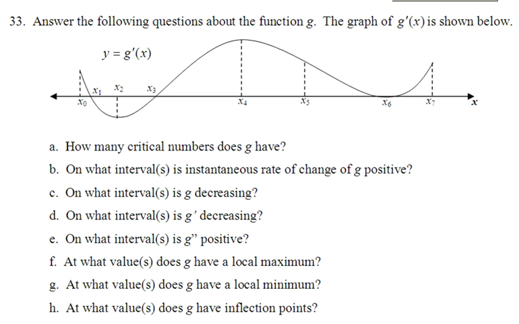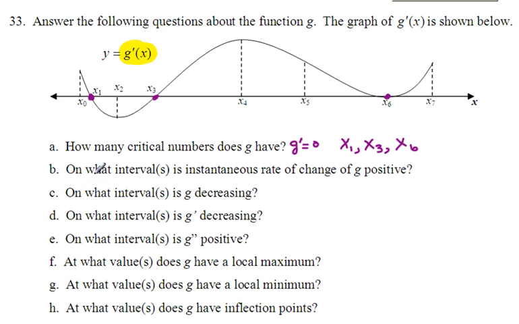All right, moving on to question number 33. This time we're looking at g prime, not at g itself. And so we have to keep that in mind as we answer all the questions. So when it asks how many critical numbers g has, recall that we're going to look to see where g prime equals 0. We're looking at g prime, so g prime equals 0 at all of these x-intercepts at x1, x3, and again at x6.